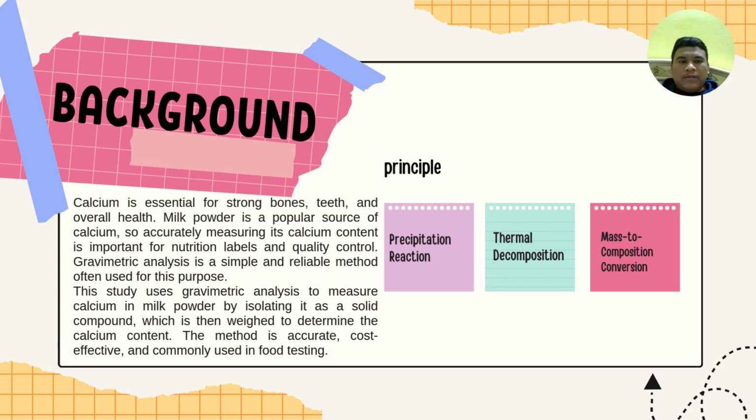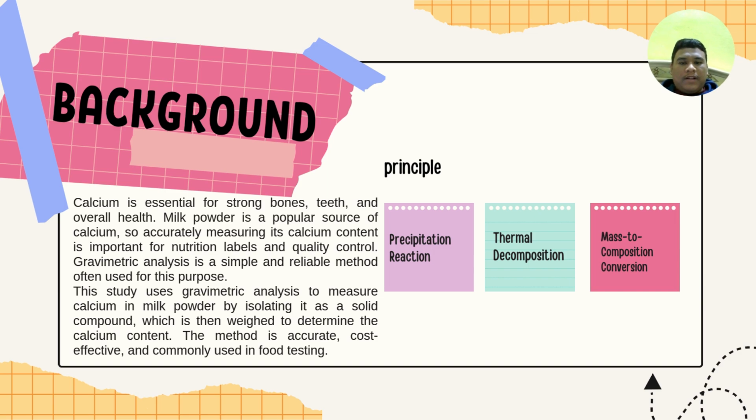Calcium is essential for strong bones, teeth, and overall health. Milk powder is a popular source of calcium, so accurately measuring its calcium content is important for nutrition levels and quality control. Gravimetric analysis is a simple and reliable method often used for this purpose.